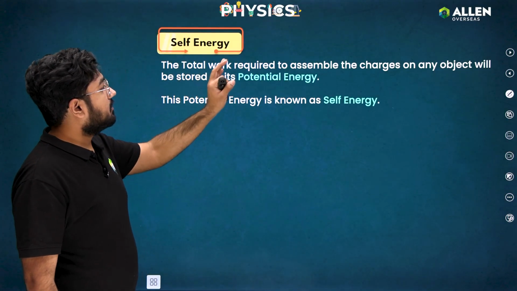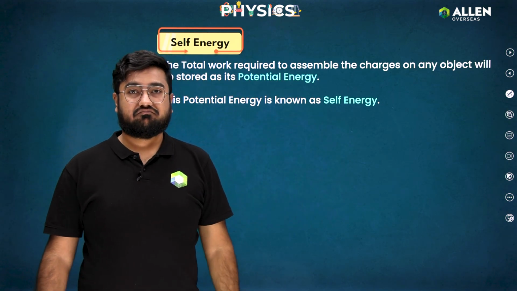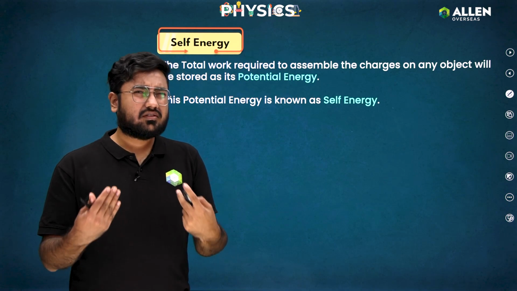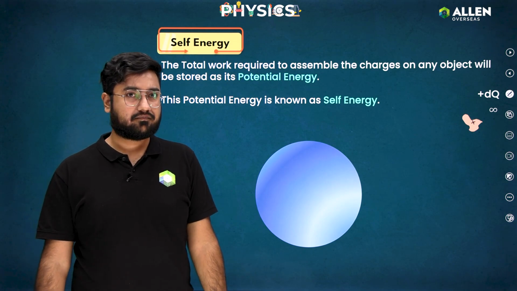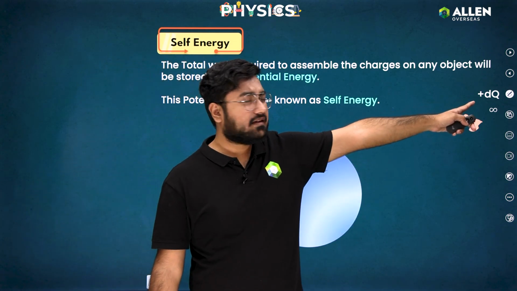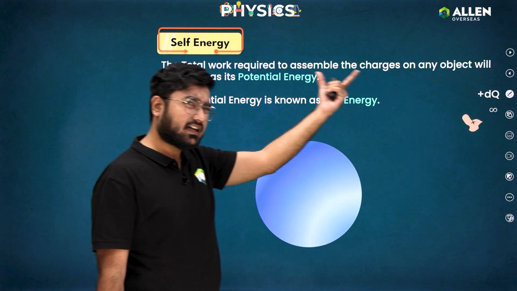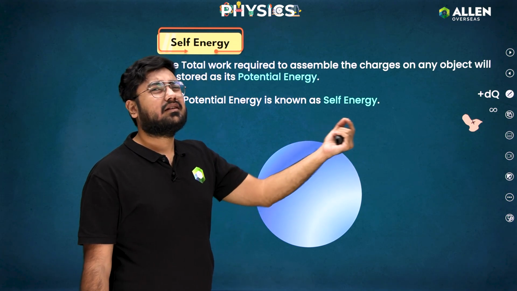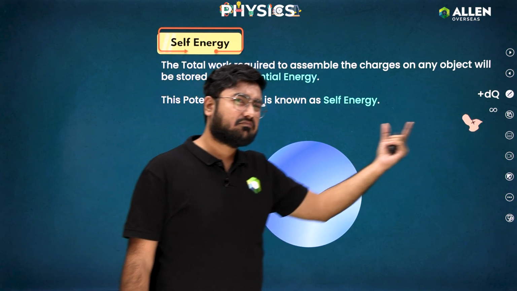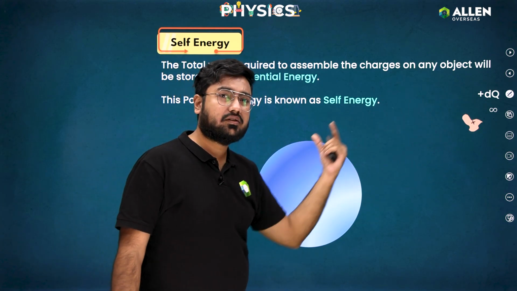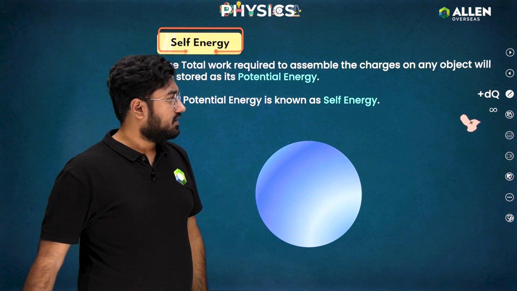The total work required to assemble the charges on any object will be stored as its potential energy, right? So let us consider a case. We have a sphere, and I have some charge at infinity. I will be bringing that charge slowly, one at a time. One at a time means very small charge. I will be taking it from infinity to this point.